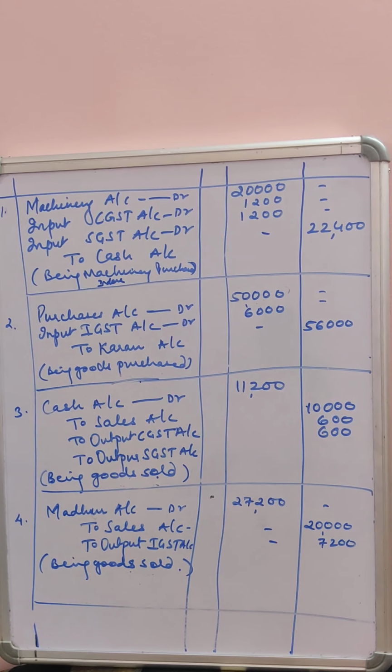Let us begin with some journal entries. The question says that we are going to record in the books of Mahesh from Jabalpur. Now, the rate of CGST and SGST is 6% each and IGST is 12% each.